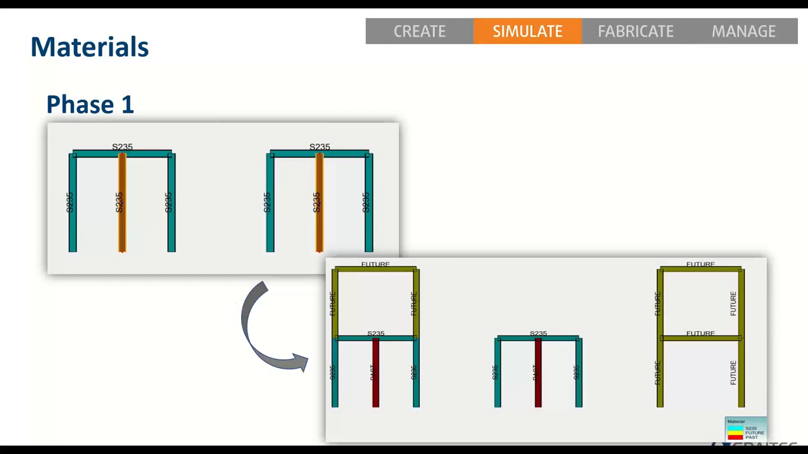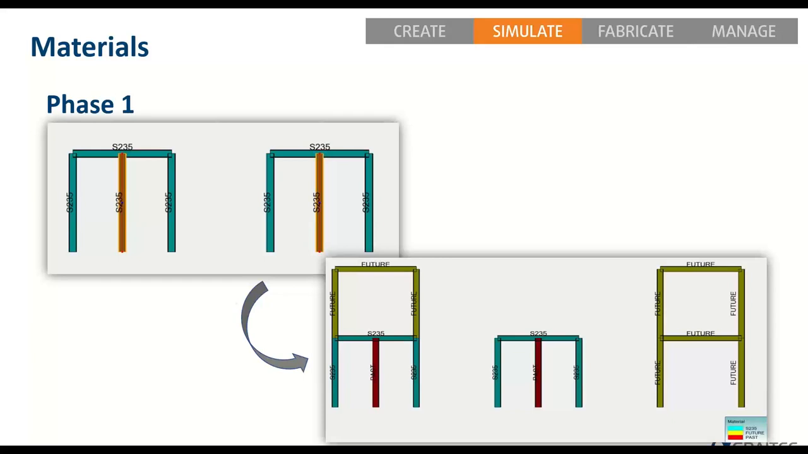So instead of having to delete that in the model and then reanalyzing again, we can simply assign it a different material property. If you look to the bottom here, you can see those columns have now got a past notation next to them. So what we're trying to say here is that these materials are now in the past. So we're moving from phase one to phase two, from the initial temporary propping to phase one, so we can consider this material in the past, okay?